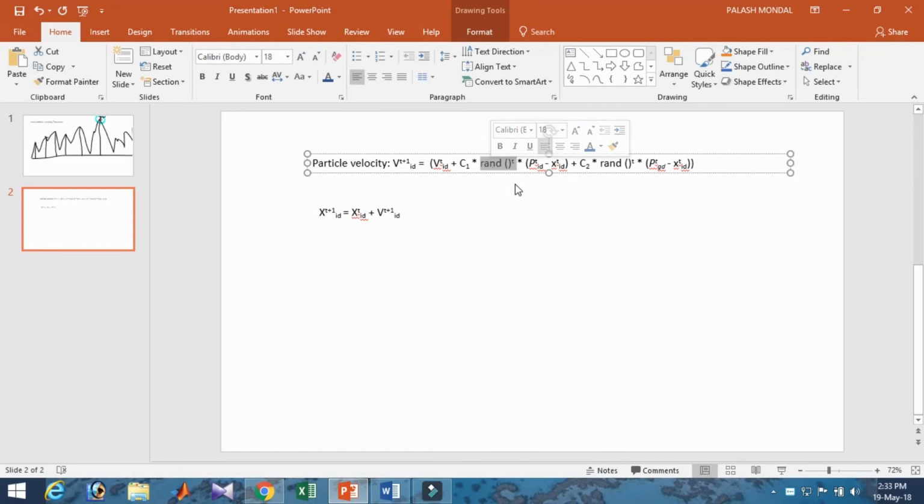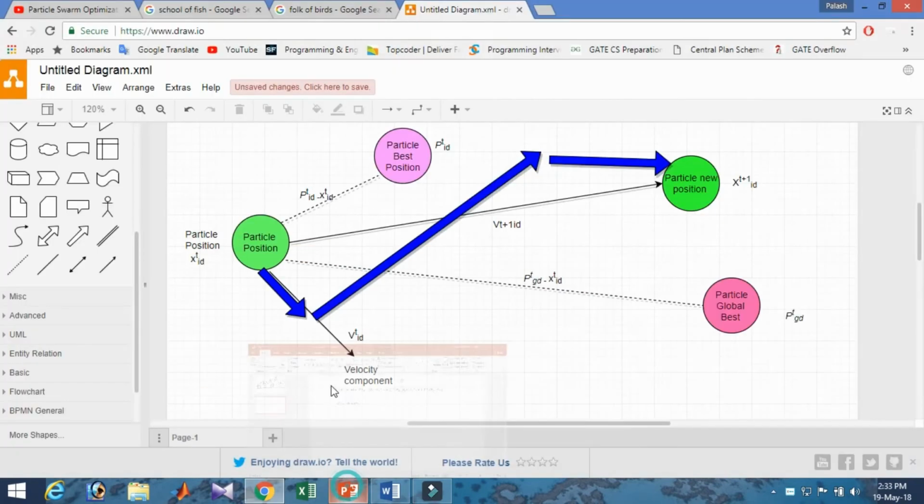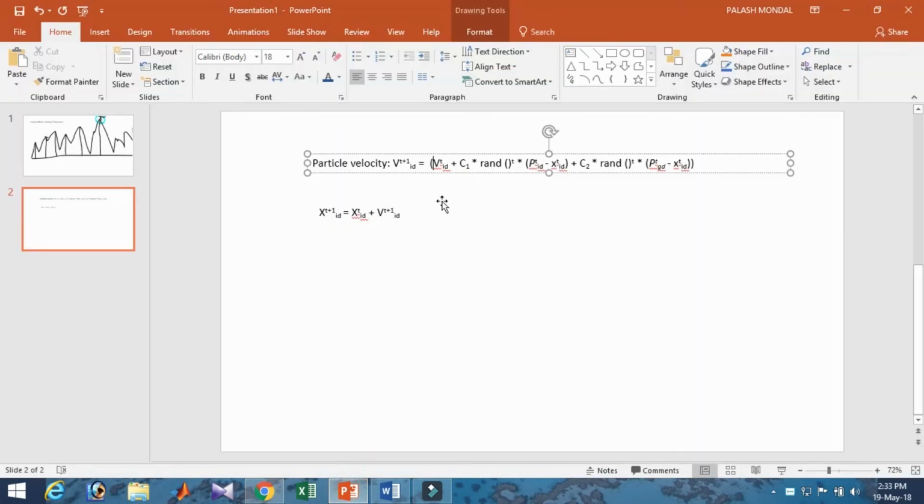Rand is a random number between 0 and 1, and here we use another random number whose value is between 0 and 1. It will be applied to the particle positions. In these particle positions, if the particle comes along that direction, the exact value will not be that, so maybe we need some modification here. What is the modification? We should use some value here, that is called omega. We need to add omega here.